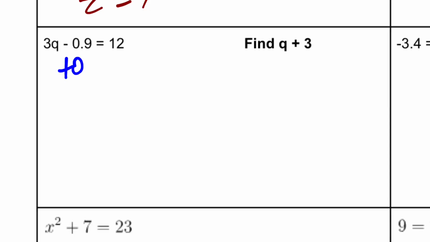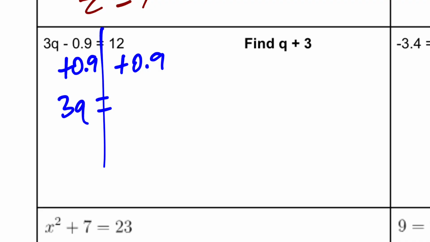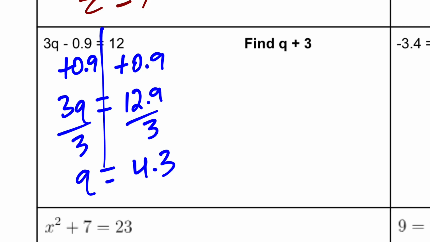Following the order of operations in reverse, first we deal with the subtraction. Be careful that you are using the equal sign as a divider and that you add once on each side. Otherwise, you're going to disrupt your scale and it will no longer be equal. So here we have 3q is equal to 12.9. Then we divide by 3, and we get that q is equal to 4.3.